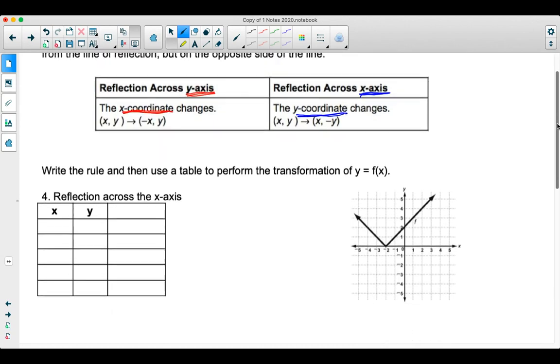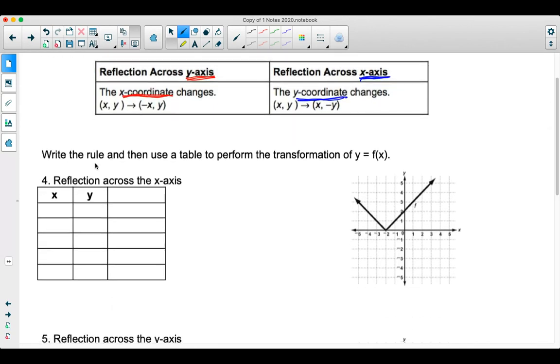All right, so for this one, write the rule and then use the table to perform the transformation. So this is similar to what we did in our last translation example. So we're going to want to find a few points.